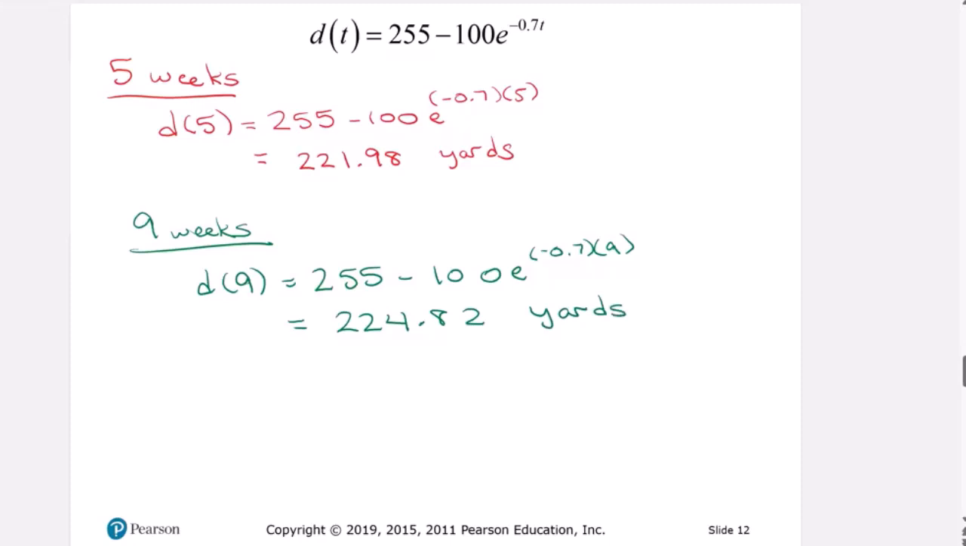So notice the longer I practice, the further I can hit the ball because I'm subtracting less and less. Another way to see this equation, I start with 255 and then I have 100 divided by e to the 0.7 times t. Because it's negative, it's actually in the denominator. The bigger the denominator gets, I'm dividing 100 by a bigger and bigger number. The bigger the number I divide by, the smaller that fraction gets, and I'm only subtracting a smaller and smaller amount.